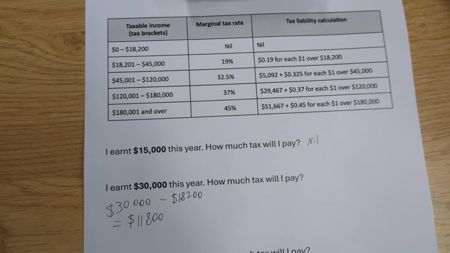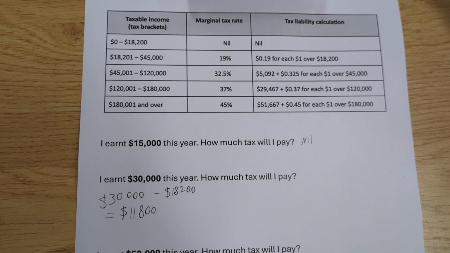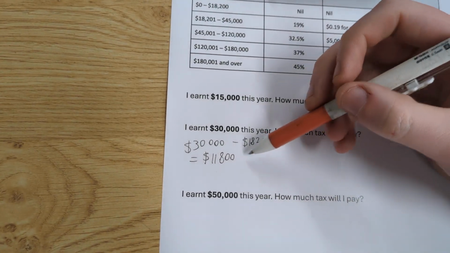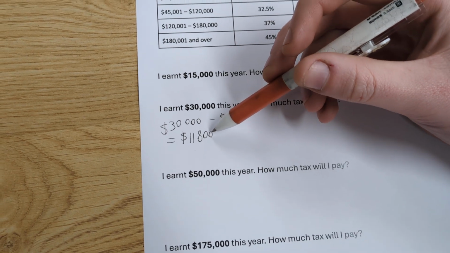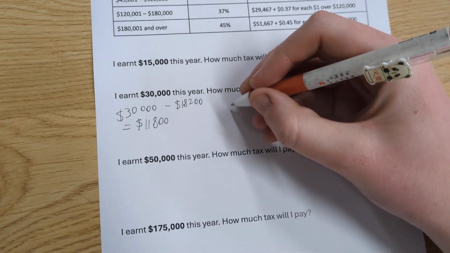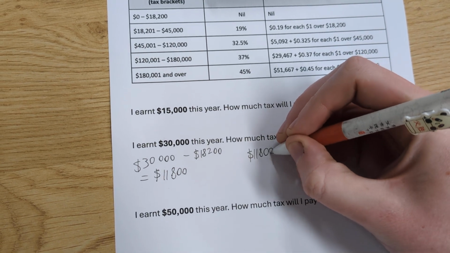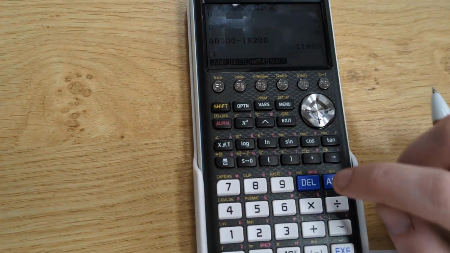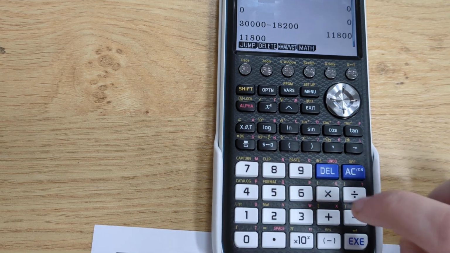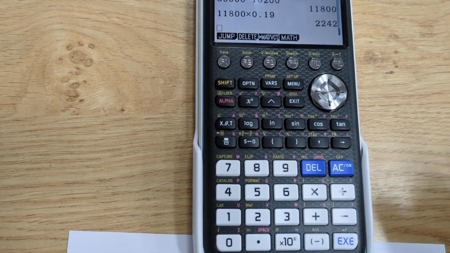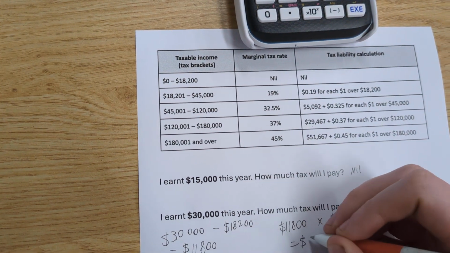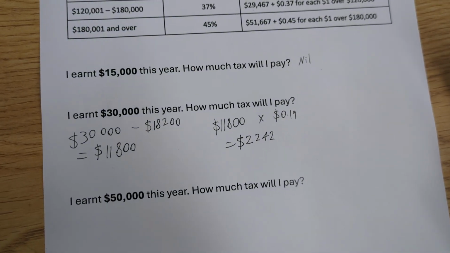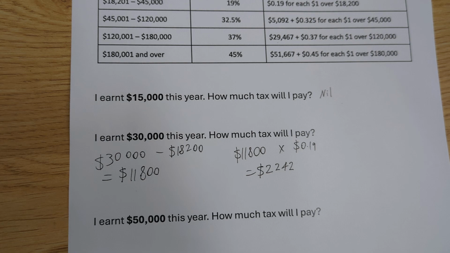For each dollar over the $18,200, we have to pay the government 19 cents. That's nearly 1/5 of all the money over that amount. So I've earned that much more than 18,200, and the government's now going to take 19 cents of every dollar of that amount. So here's how we do it. $0.19, pop that on your calculator. $2,242. So the answer to that question would be $2,242. If you earn 30 grand a year, 2,200 of that is going to the government.